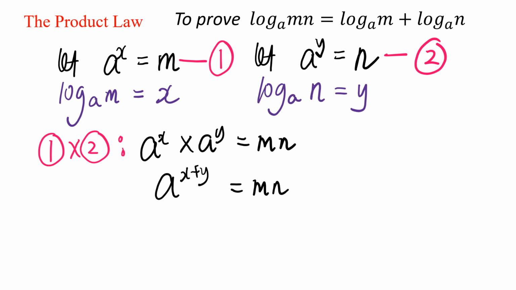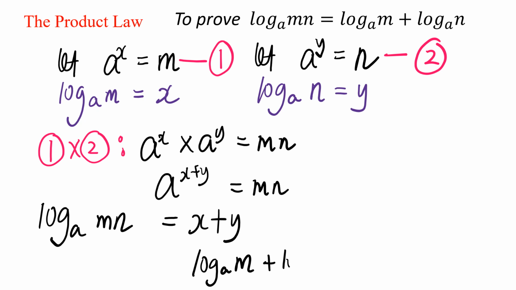If you look at what we have here, the base is a. So obviously we need to have log base a. And what exactly is x? x is the one written in purple color. x is actually log m base a. So we're going to replace x with log m base a, and then replace y with log n base a. So we have proved the product law.